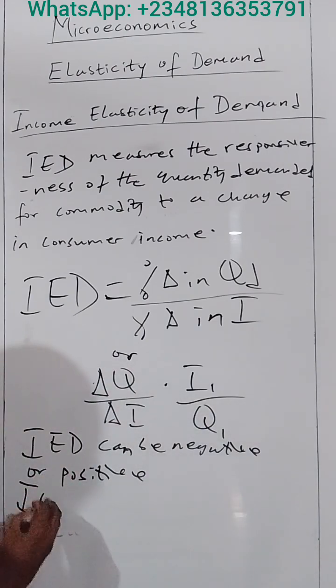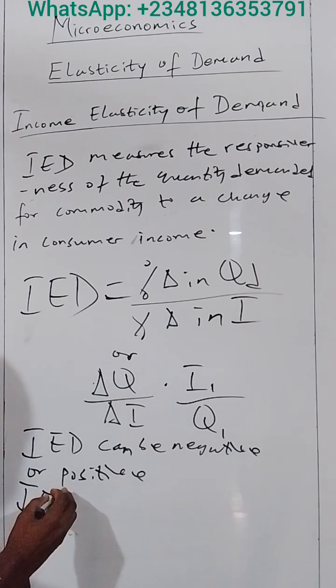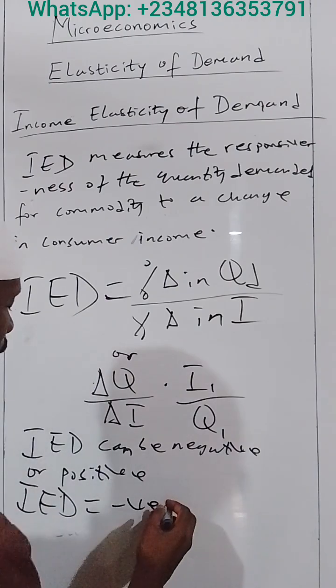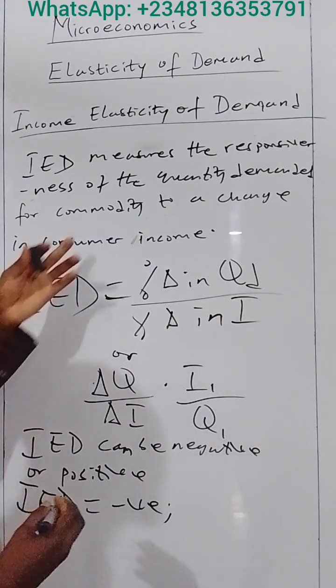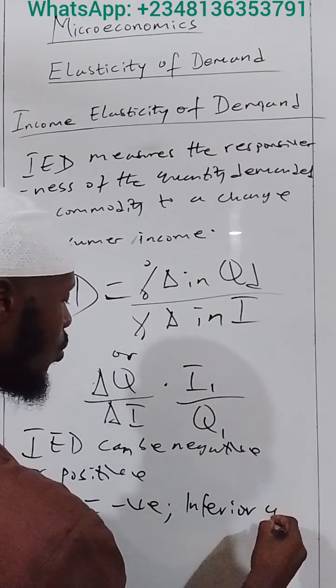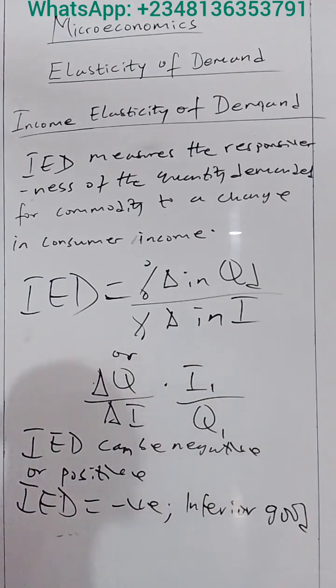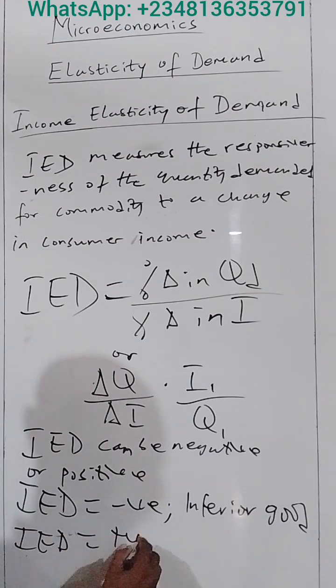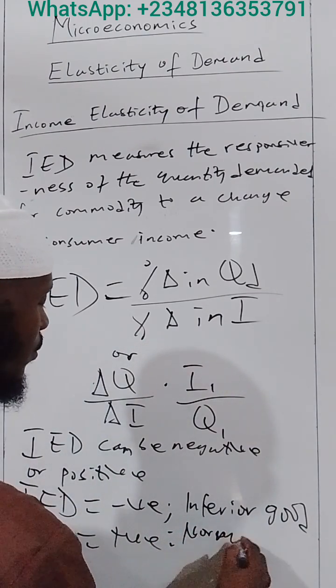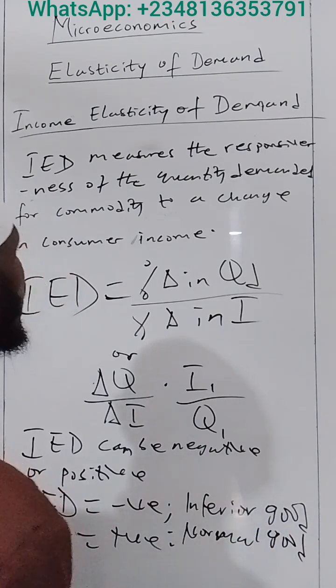If, for example, the coefficient of income elasticity of demand is negative, it means the good in question, that is the commodity we are dealing with here, is an inferior good. That is, the consumer is buying an inferior good. That's what it means. But if the income elasticity of demand is positive, that is, the value we got here is positive, the consumer is dealing with what we call a normal good. Normal good.